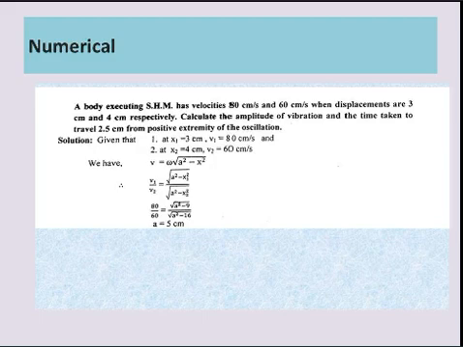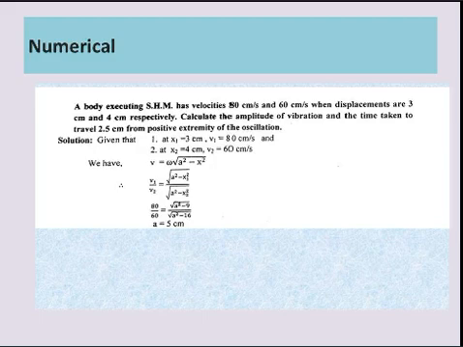Now at x1 is equal to 3 centimeter, they gave velocity v1 is equal to 80 centimeter per second, and at x2 is equal to 4 centimeter, velocity v2 is equal to 60 centimeter per second. We already know the mathematical equation for velocity: v is equal to omega under root a square minus x square. So for both the velocities we will write it, because omega is the same.